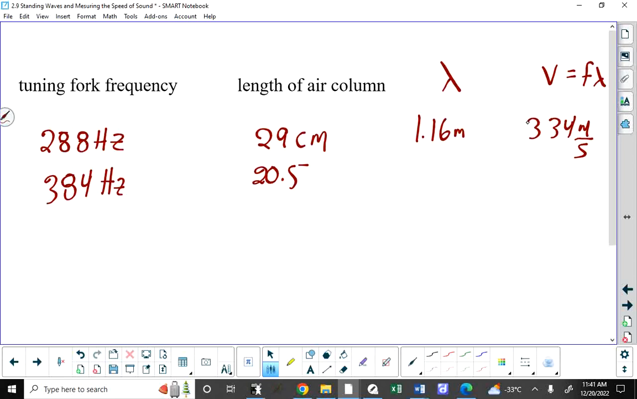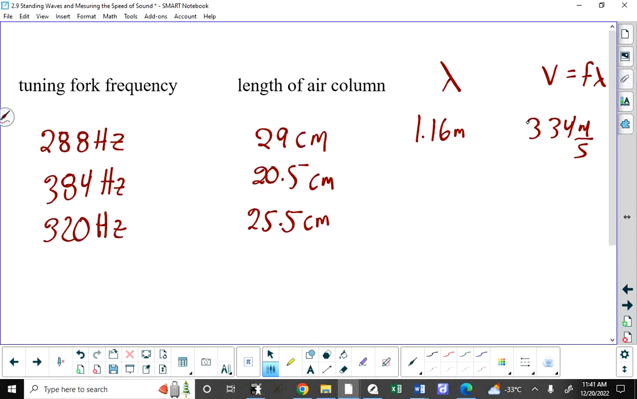25.5. Now it's interesting to note here, well, I think it's interesting anyway. You said 25.5? These are all in centimeters, and this I said was 320. It's worthy to note that 320 hertz is between 288 and 384, and 25.5 centimeters is between 20.5 and 29. I mean, that makes sense. Let's move on. Let's do a different one.